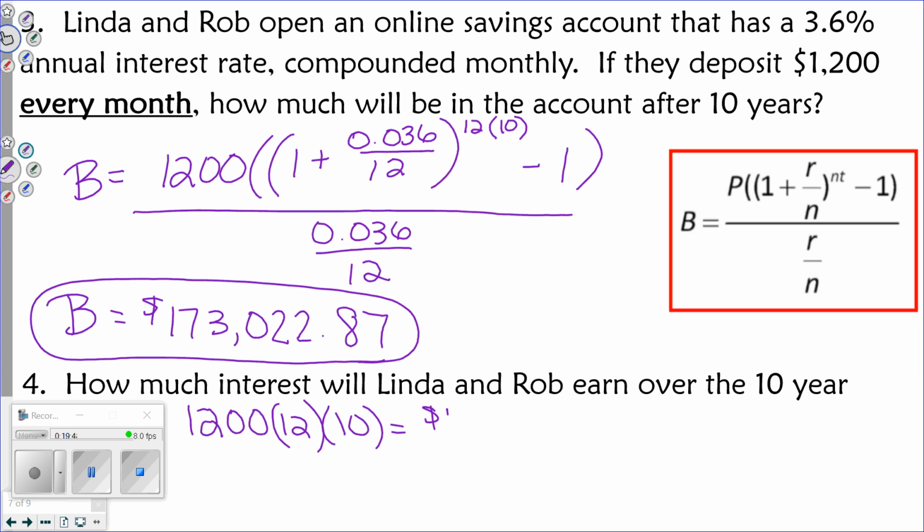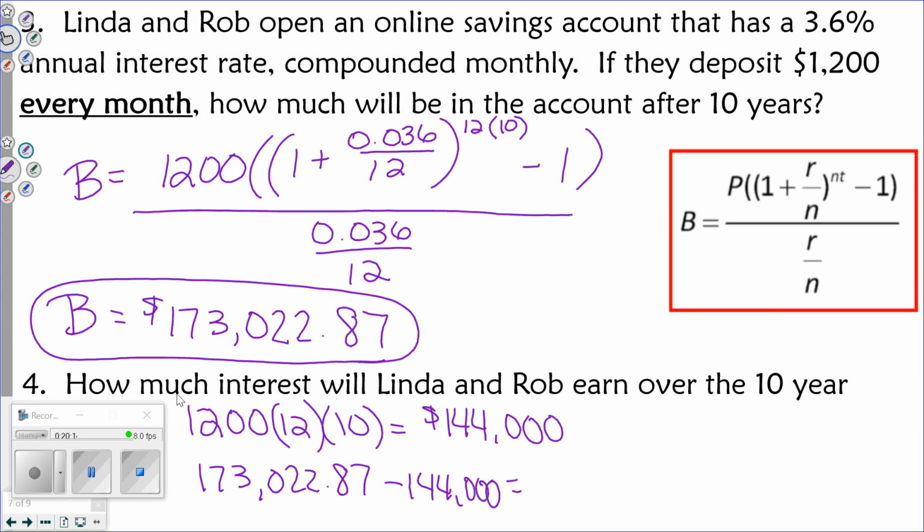All right, so 1,200 times 12 times 10. So they put in $144,000. That works. Same thing. All right, and then the question though is how much interest will they earn? Well, we need to take this number and then subtract the 144,000 they put in: 173,022.87 minus 144,000. So $29,022.87. That is the interest that they earned.